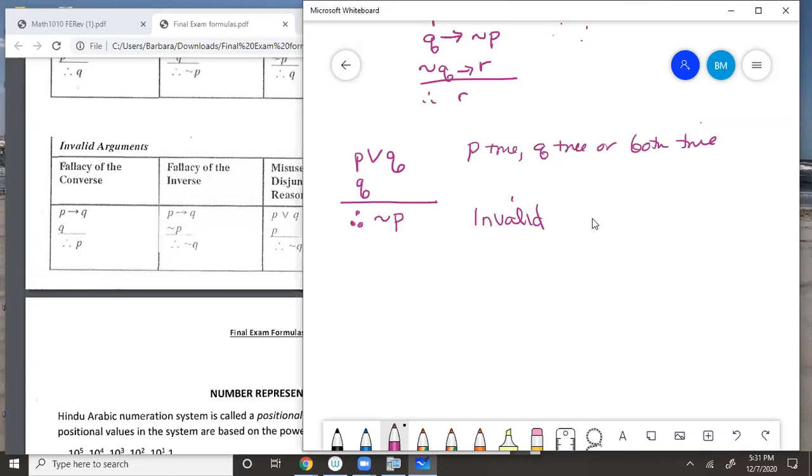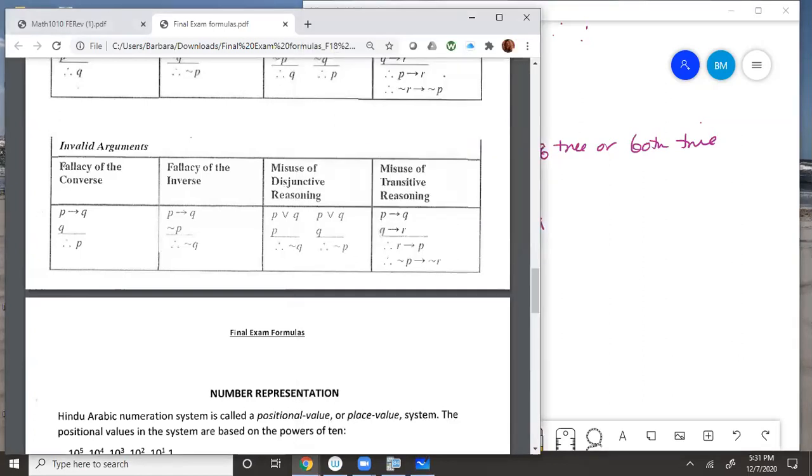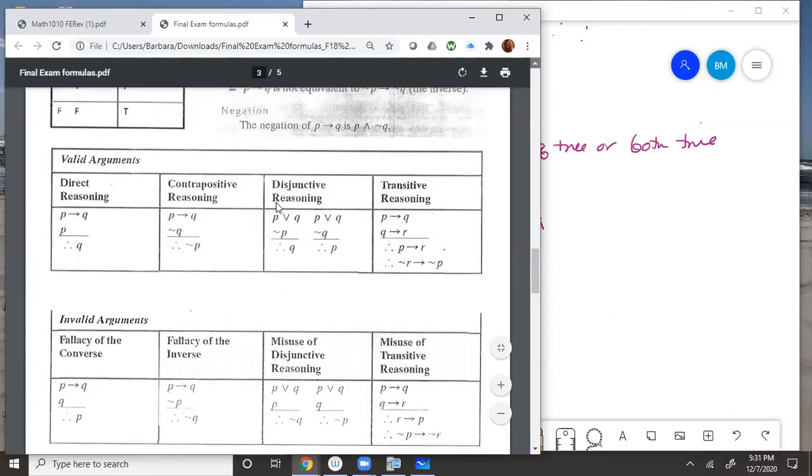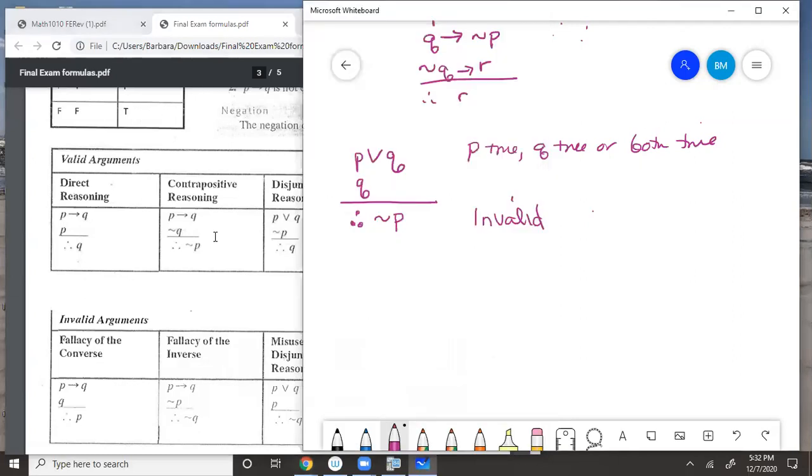A valid argument would say that if you have P or Q and that's true, we already know that at least one of them has to be true. So if one of them is false, so if P is false, then Q has to be true. This is a valid argument here. But this here is a misuse of that argument. We cannot say just because one is true that the other one is false. So this is invalid, and we can prove it using a truth table.